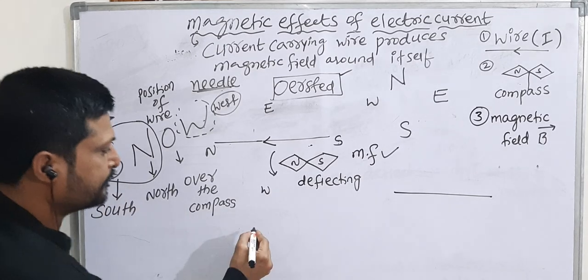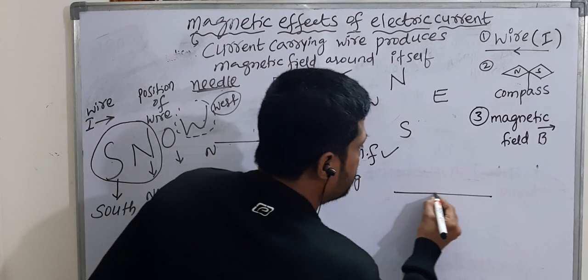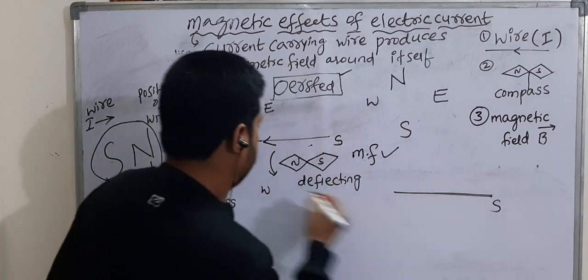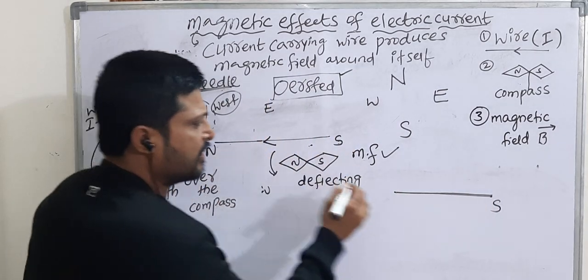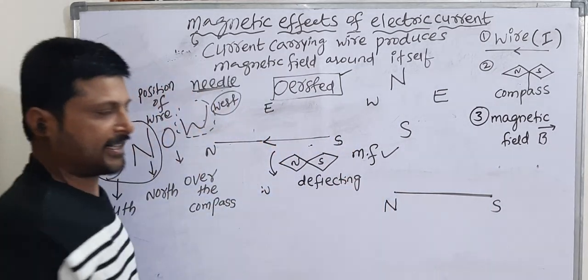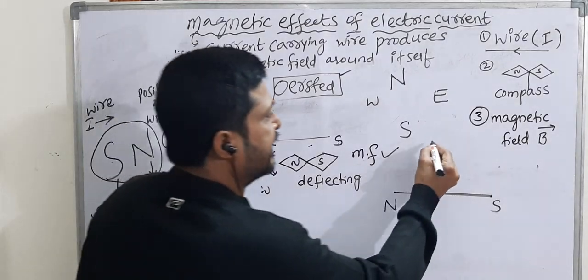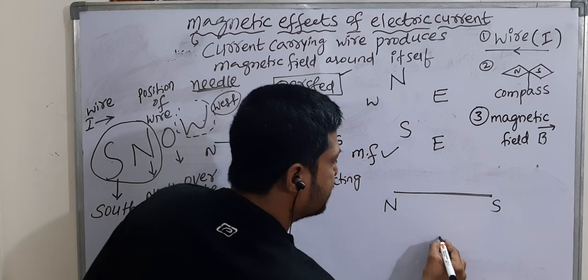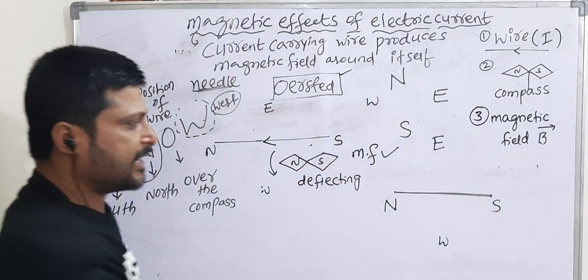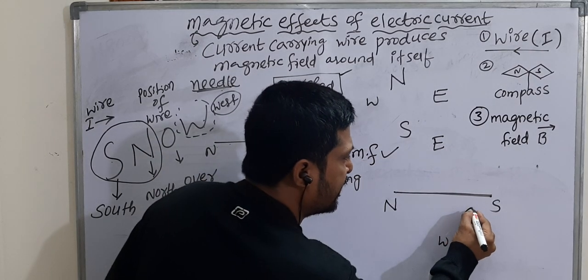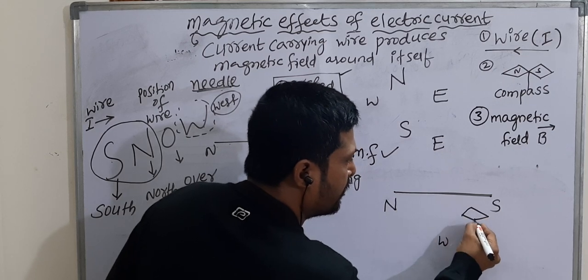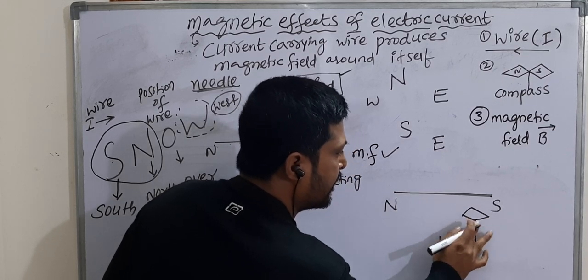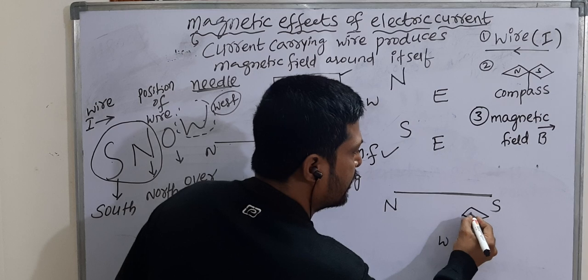Now see here. Use this concept, this is our basic. South, north. Okay. Next, right here, for this south, this right side east, here west. Now see here, I am placing the compass needle here. Compass needle. Okay. North.